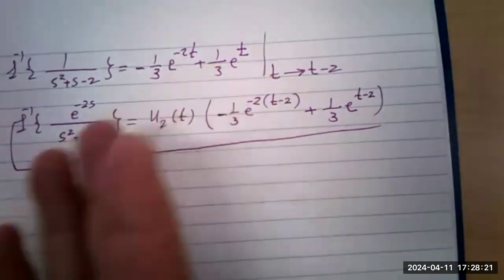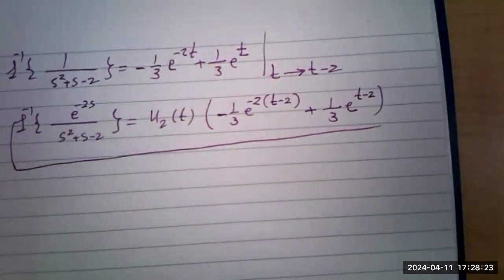Sometimes we call this one g of t and then we write the answer as g of t minus 2. Okay, any question? The inverse is easy to locate because that factor that you will see, the factor of e to the negative 2s, e to the negative 3s, that will guide you how you're going to change it.